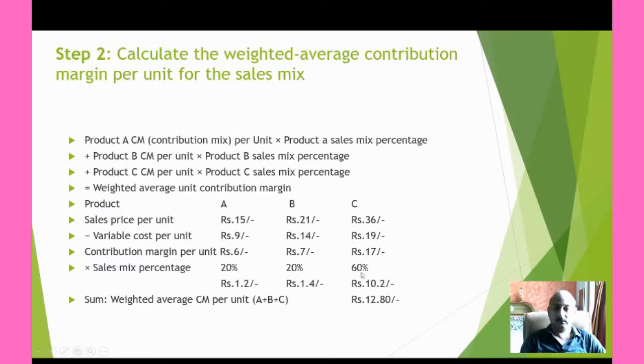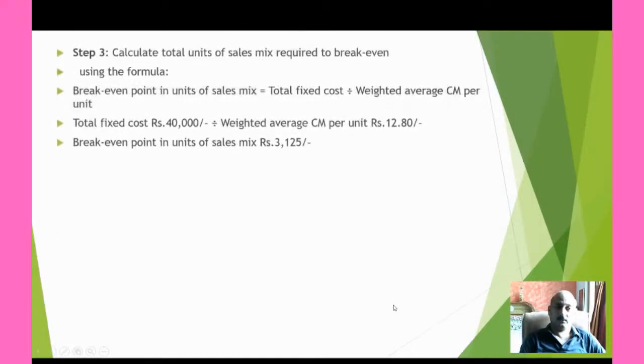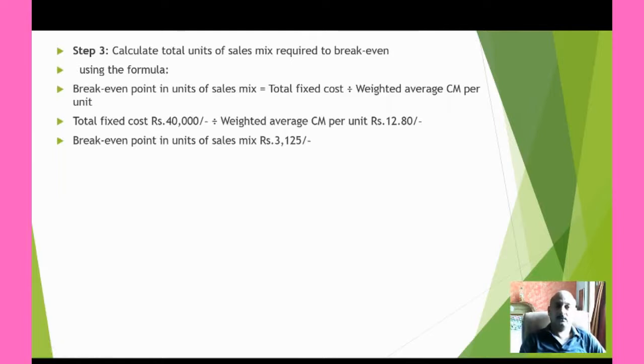Step third, calculate total units of sales mix required to break even. Now we have to calculate how many units we have to produce to get the break even number. The break even point in units of sales mix equals total fixed cost divided by weighted average contribution margin per unit. And in this question the total fixed cost is rupees 40,000. We'll divide it by the weighted average contribution margin per unit, that is rupees 12.80. So the break even point in units of sales mix is 3125 for all three products.